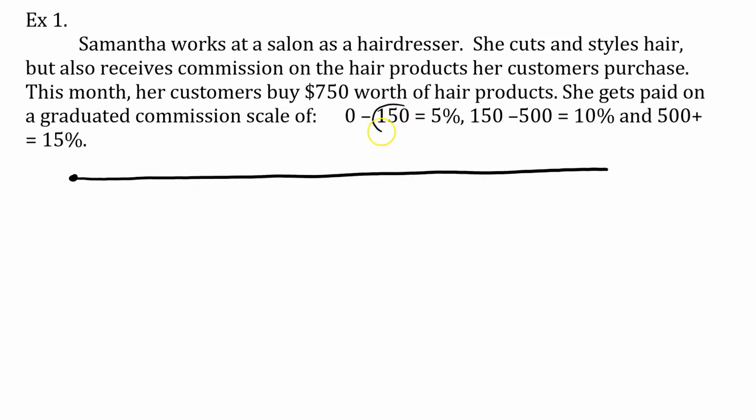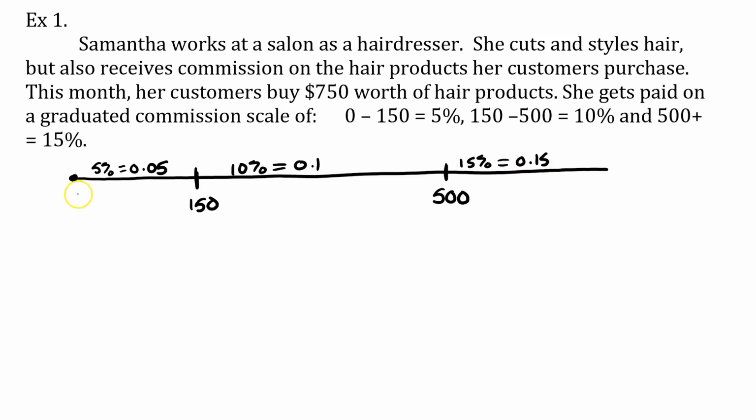So I'm going to pay attention to where the percentages change. So the percentages here change at 150, and they change at 500. So from 0 to 150 is 5%, or 0.05. Between sales of 150 and 500, she gets 10%, which is the same thing as 0.1. And on sales over 500, she makes 15%, or 0.15 as a decimal.